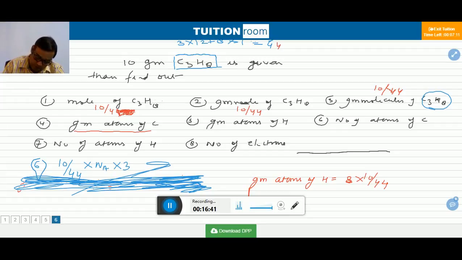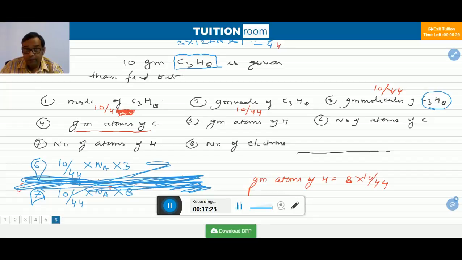Now seventh part. In the seventh part, number of hydrogen atoms are given. They are the C3H8. So C3H8 is what? It is a propane. So propane having the 8. So 10 by 44 into Avogadro number into 8.